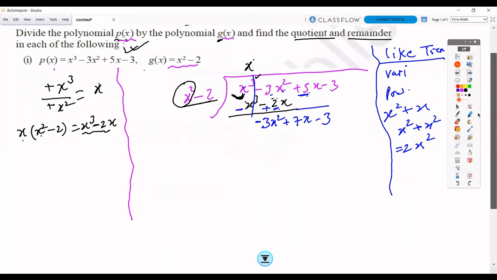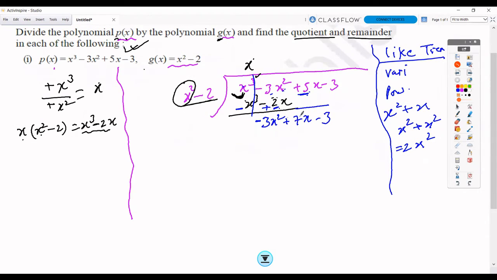Now once again, we will follow the same procedure. The highest term we are going to take from here. The highest term is 3x square. We are supposed to find out the highest term. It is not always possible that the highest term will be here. The highest term may be here, maybe here. So anywhere we are supposed to take the highest term out. So I'm taking minus 3x square out, along with the sign.